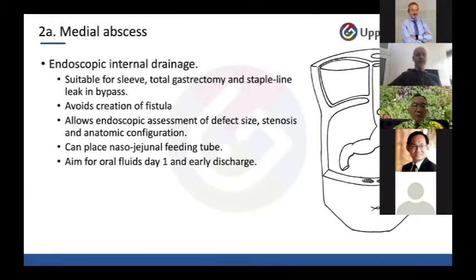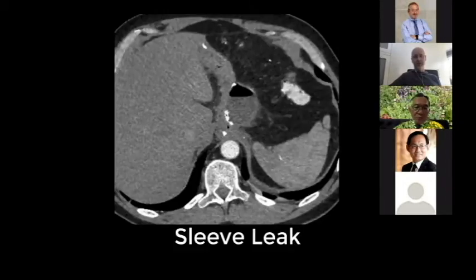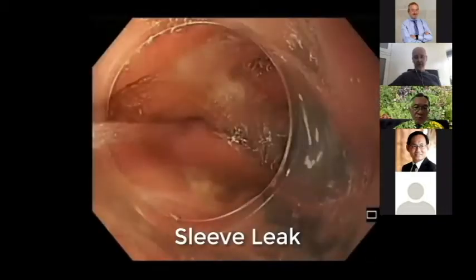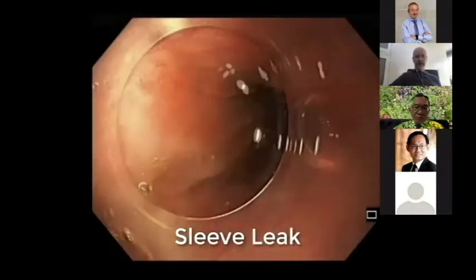It's suitable for sleeves, total gastrectomies and staple line leaks and bypasses. It's very fast, it's very cheap. The equipment costs almost nothing. It avoids creation of an external fistula and allows you to assess your defect, whether there's a stenosis and your anatomic configuration. If you wish to, you can place a nasojejunal feeding tube at the same time. And the majority of patients will have oral fluids on day 1 and be discharged within a week. And these are the sorts of cases that I'd treat.